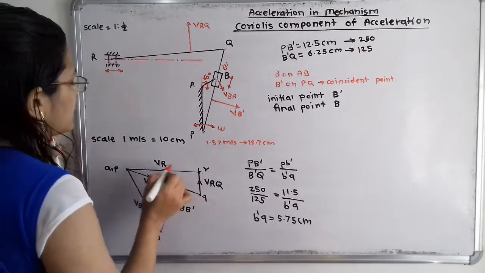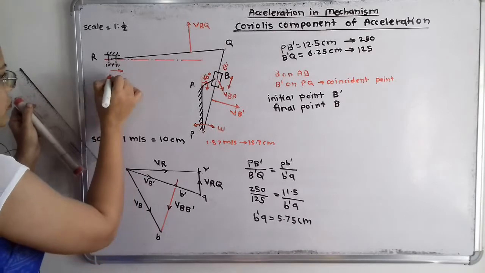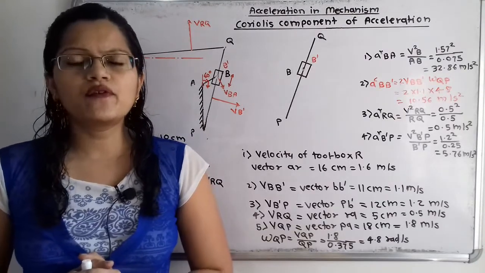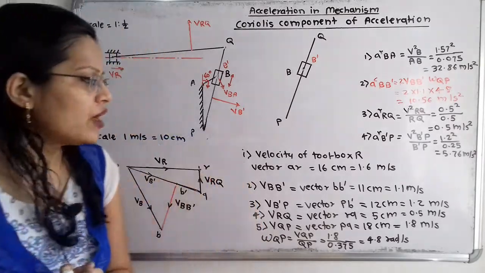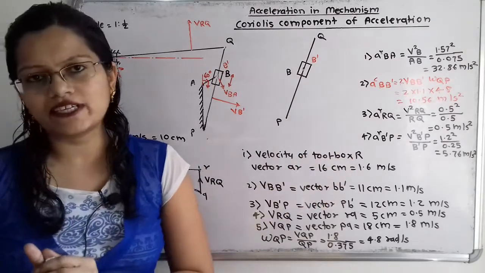And then the velocity of ram R is towards the right hand side direction. So we can say here VR. Now we will move to the calculation part. From the velocity diagram, we have to find out the velocity of toolbox at point R.